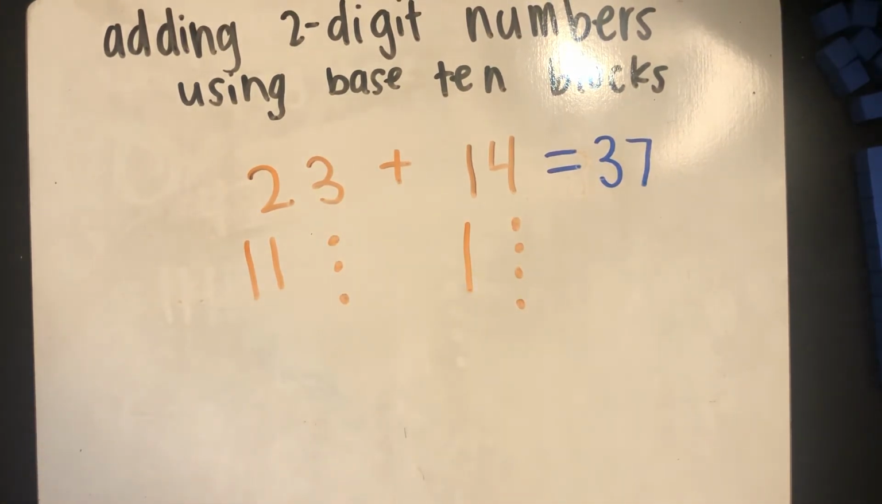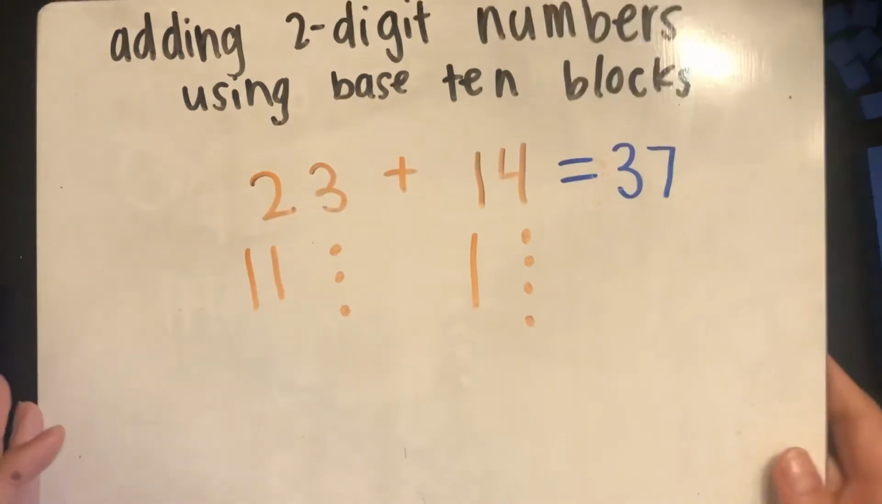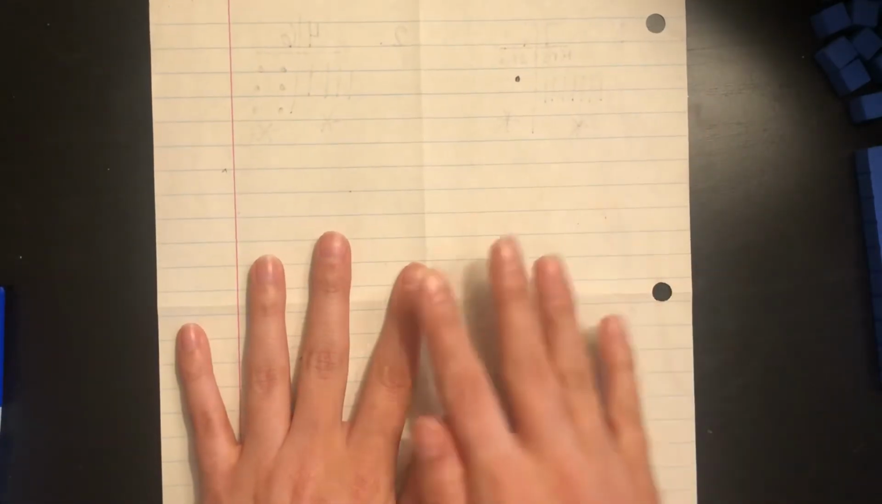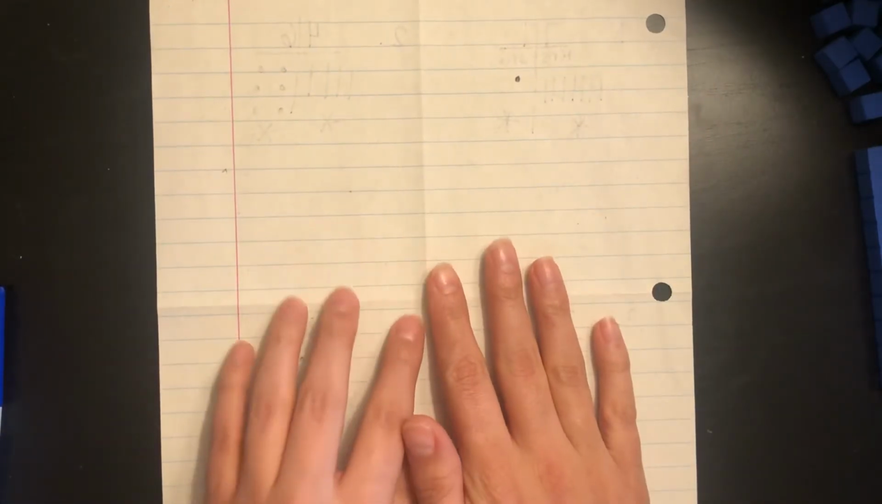Now I want you guys to go ahead and try. All right, I want you to go ahead and get a piece of paper. It could be a lined piece of paper like this. It could be something that you have used before. For me, I'm using the back of something I've already used. So I want you to get a piece of paper. Go ahead and pause this video to go get that piece of paper.